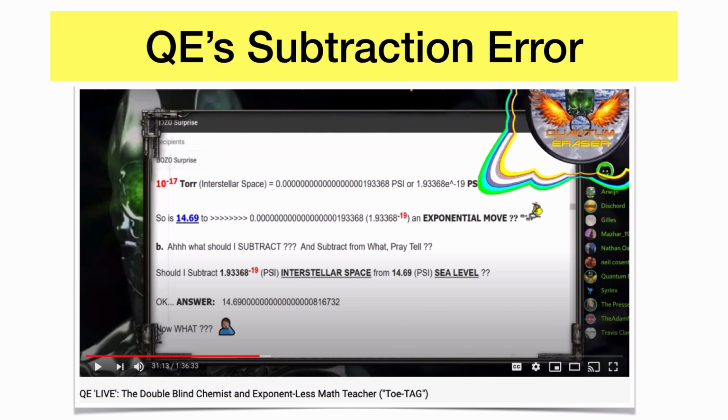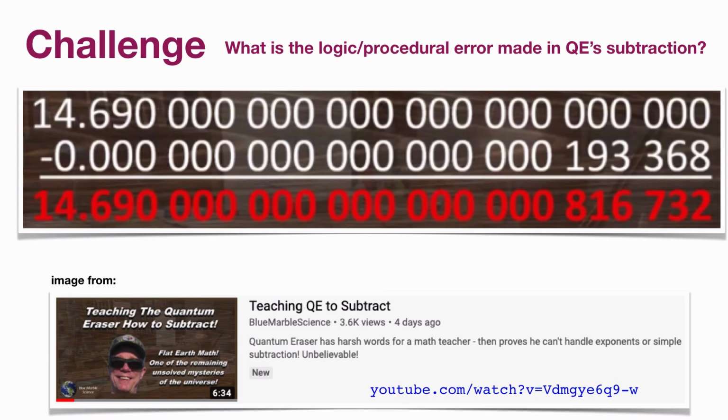So he made a big deal about how it was saying that he should be subtracting these numbers, and so he did the subtraction, and he got the wrong answer. Blue Marble Science has a very nice 6.5-minute video detailing this, but I want to go over this now. My challenge to you was, what was his procedural error? What I'm going to say is Quantum Eraser used an algorithm to get this wrong answer. In other words, this is not an arithmetic error. Okay, so here's my challenge to you. Feel free to pause the video if you want to try this because it is very clever. All right, let's go over this now.